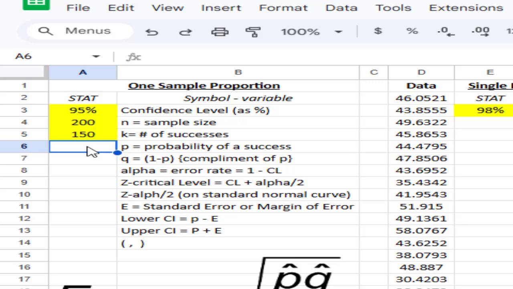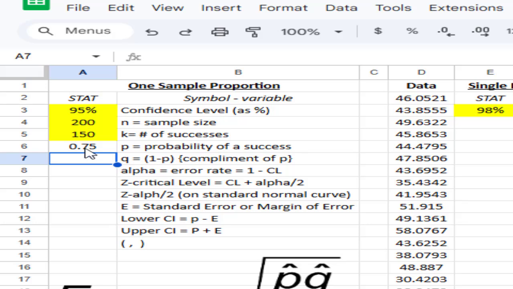So the first thing we need to calculate is our probability of a success. And our probability of a success is very simply calculated as the number of successes in our sample divided by our sample size, i.e. it's just k divided by n. So it's just going to be equals, click on the cell where the k is, / for division, click on n, hit enter, and there's k divided by n. And we can see that 150 over 200, if we did that math, that's 75%.